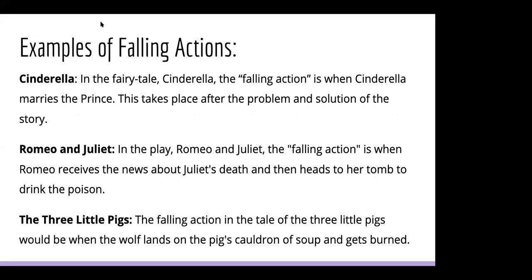Okay. So here are some examples of falling actions. In Cinderella, the falling action is when Cinderella marries the prince. So this takes place after the problem and solution of the story. In Romeo and Juliet, the falling action is when Romeo receives news about Juliet's death, then heads to her tomb to drink the poison. And in The Three Little Pigs, the falling action would be when the wolf lands in the pig's cauldron of soup and gets burned.